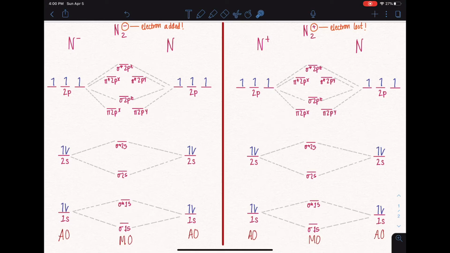Hi everyone, today we will be looking at the molecular orbital theory for N2 negative and N2 plus. Before we start, I want to explain the diagram we are looking at.